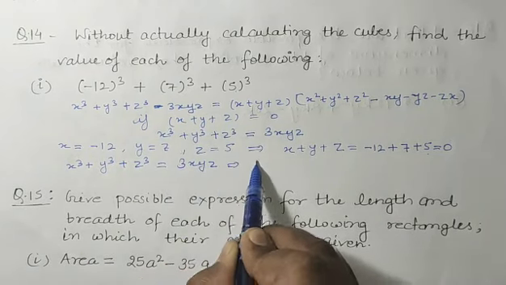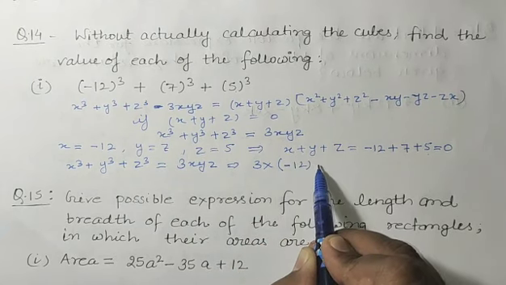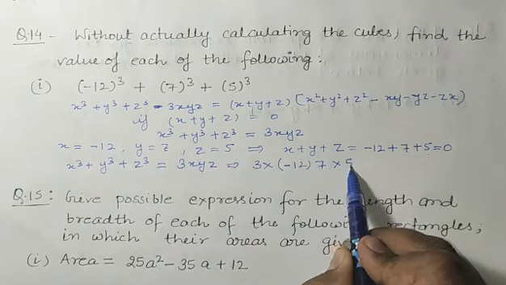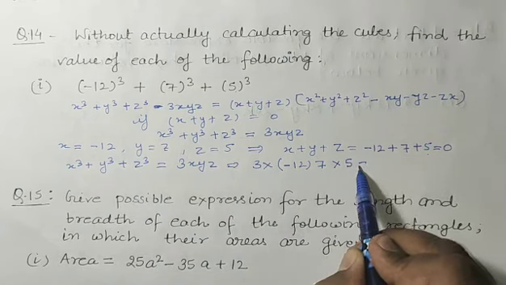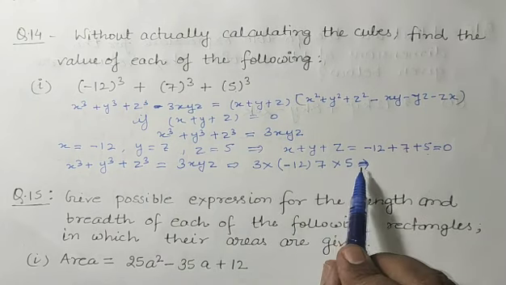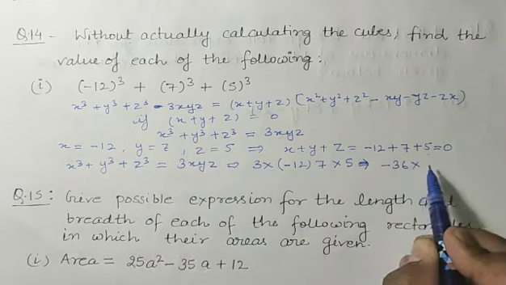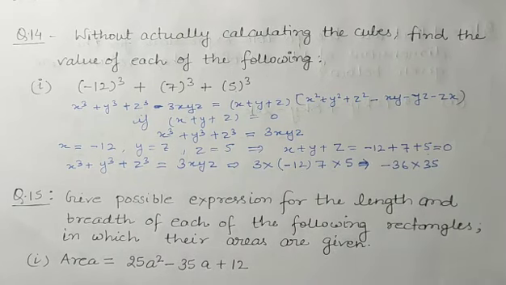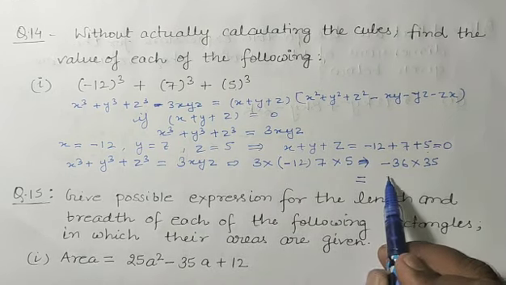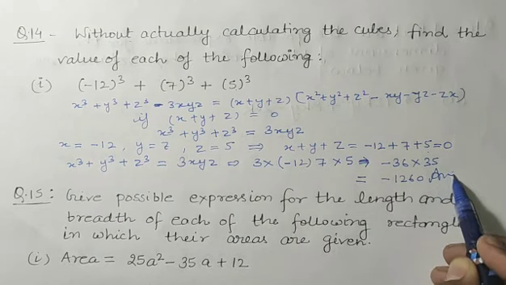3xyz. Okay, means 3 into, at the place of x minus 12 is there, at the place of y 7 is there, and at the place of z 5 is there. Okay, so just solve this value. 7 5s are 35, and here it is minus 36, means minus 36 into 35. Okay, so when you solve it, you will get minus 1260 as your answer.